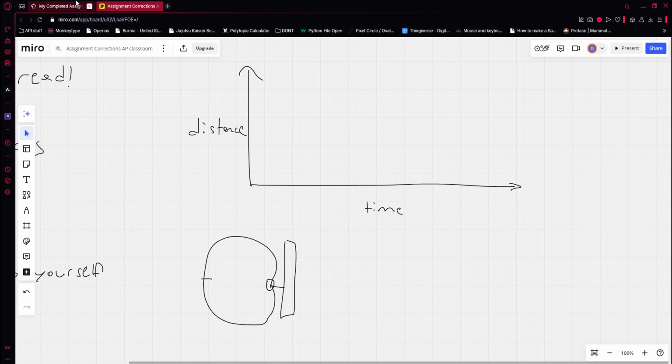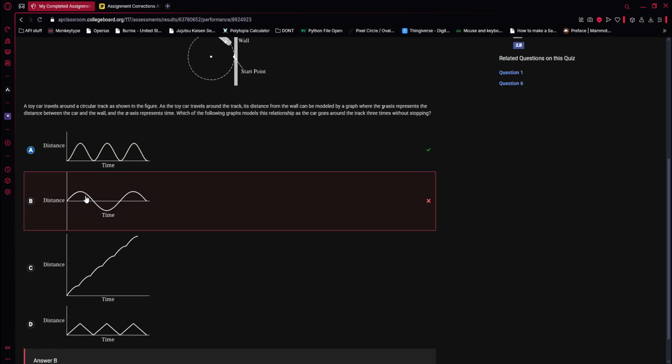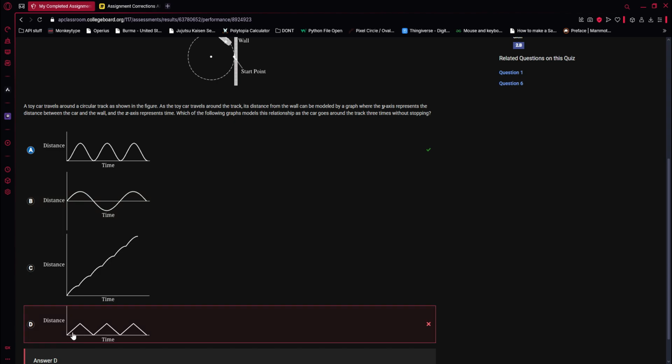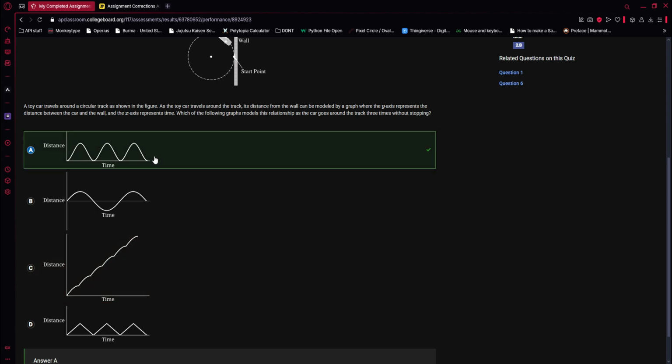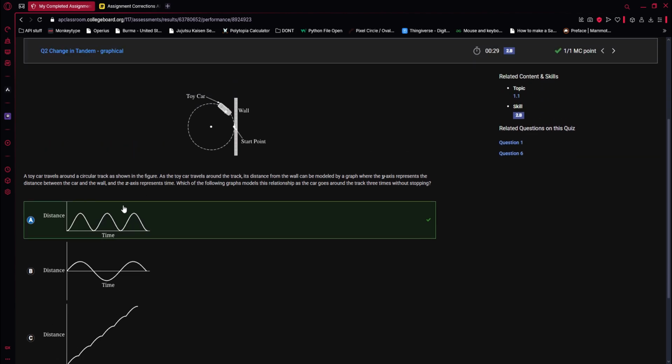So you can't go through the wall. You can't go negative. That doesn't work, right? And you're not traveling in a straight line, so that doesn't work, and you're not continuing to travel away from the wall, so this is the only option. And it makes sense, because we're starting slow, going fast, and then going slow again, and then coming back to the wall, and then going away from the wall, back to the wall, away from the wall, back to the wall. And that is 3 repetitions, as it says right here. Goes around the track 3 times without stopping, so that's the correct answer.